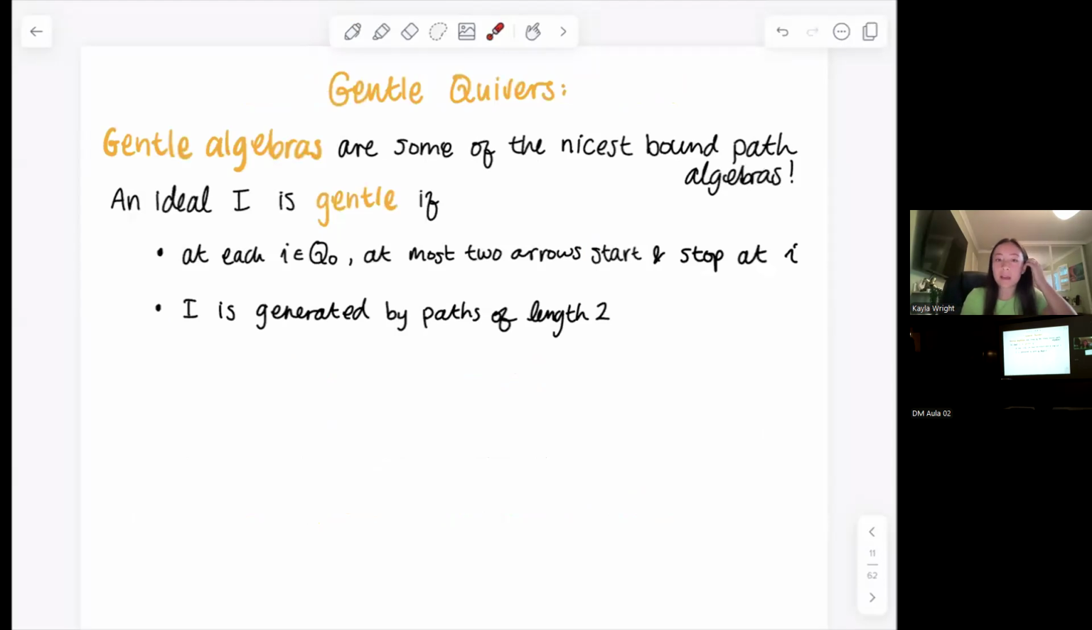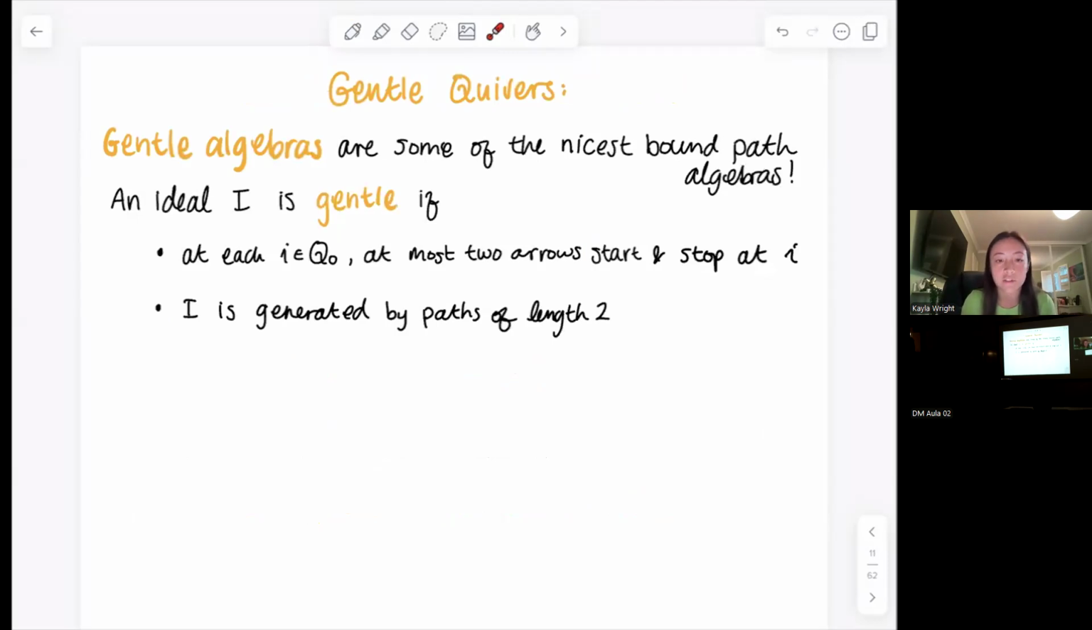What we're going to be looking at are generalizations of gentle algebras. So I'm going to go over what that is. I think that in general, these are some of the nicest bound path algebras, and you can define it by exactly how the ideal behaves. So I have 4 conditions. I'll start with 2 of them here.